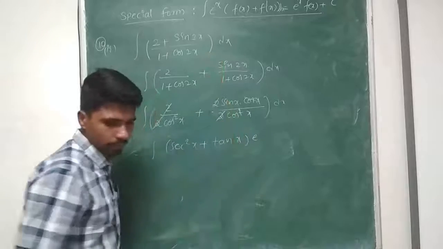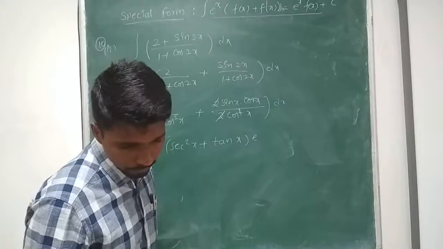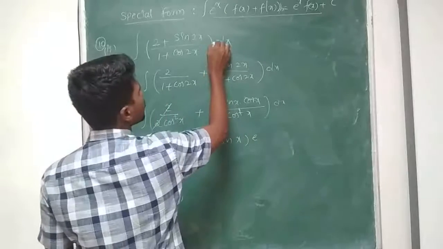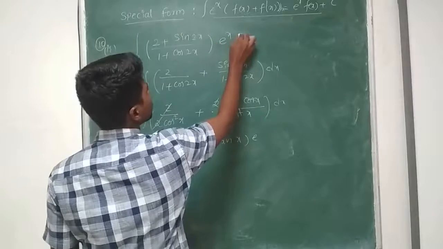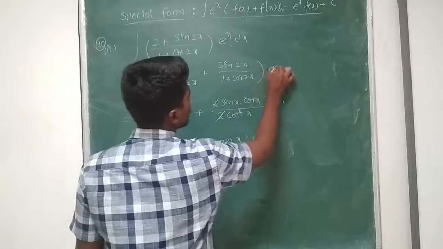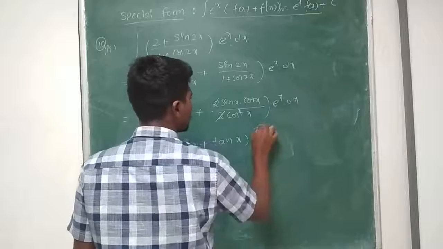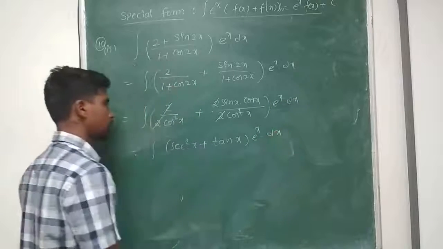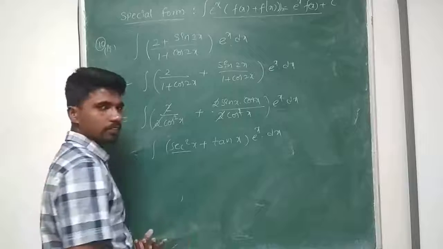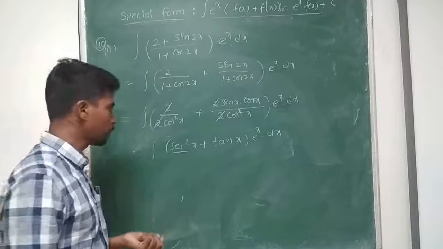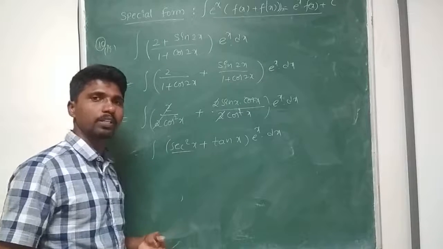I forgot, otherwise it's not given. Yes, it is given, I forgot. e power x dx, right? So if I consider this one as f of x, f dash of x is nothing but 2 e power x into secant x tan x.